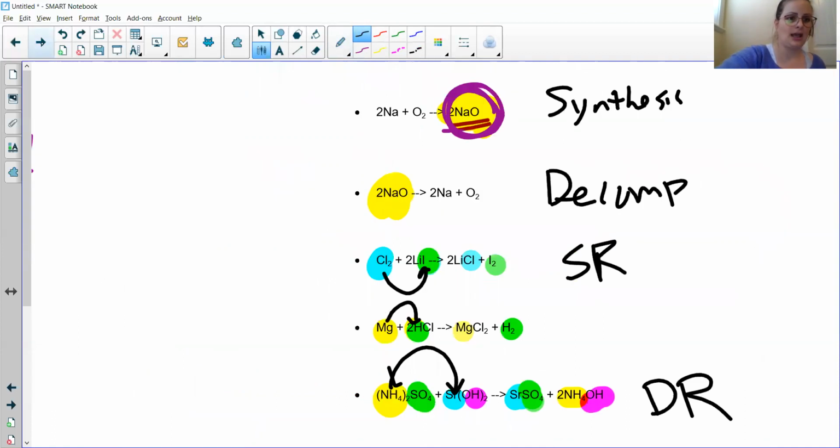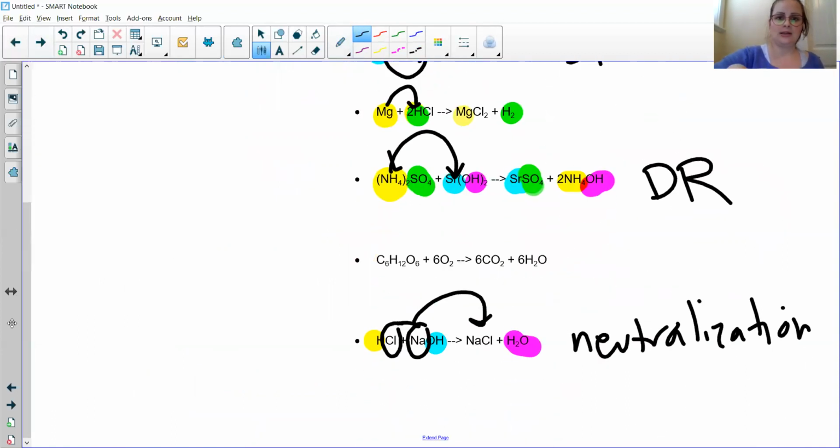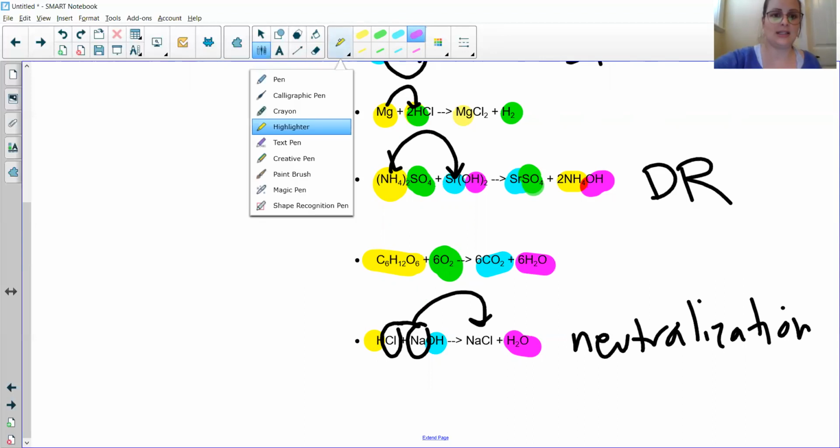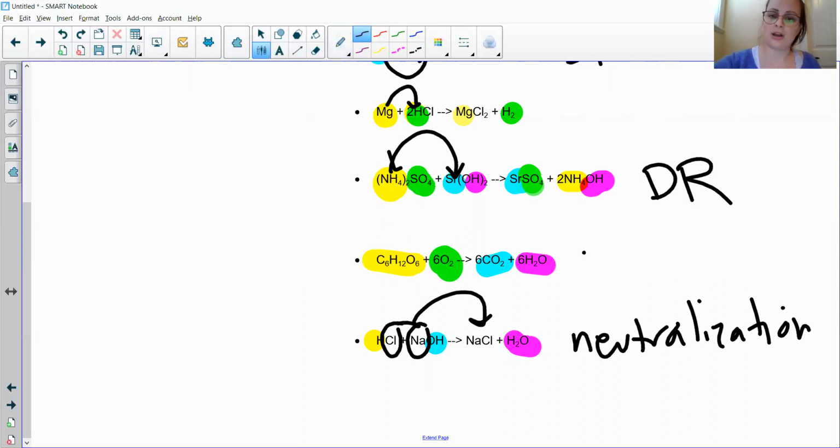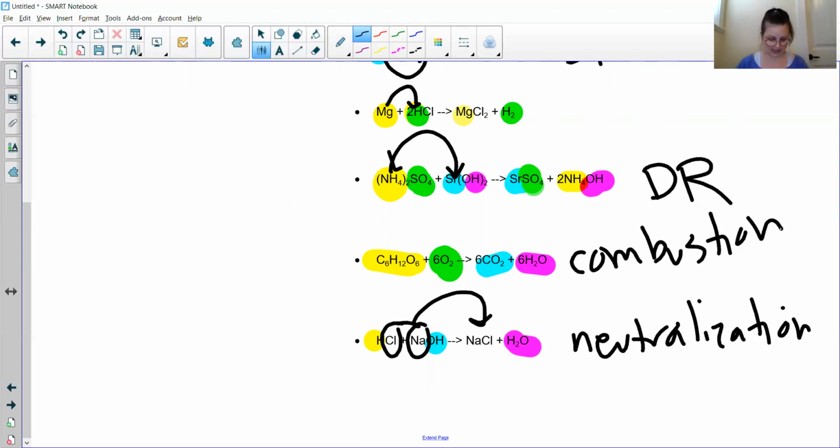So if I look at my examples, here is my crazy carbohydrate reacting with a bunch of oxygens. Doesn't matter how many oxygens, it's a crazy carbohydrate reacting with oxygens, and it produces carbon dioxide. Again, doesn't matter how many, it's carbon dioxide and water. So this is our combustion reaction. Okay, and those are the 6 main reaction types.